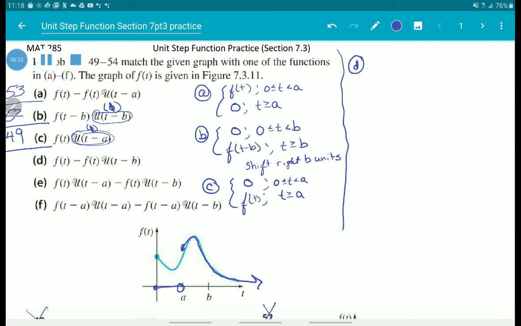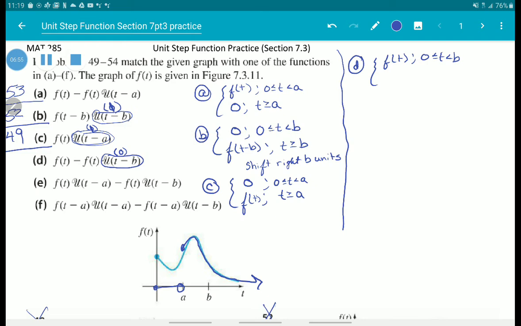So if we were to write D as a piecewise function, this says that up until B, that unit step is going to take on a value of 0. So then we're going to have f of t minus f of t times 0, which would just be f of t. That's going to happen up to B.